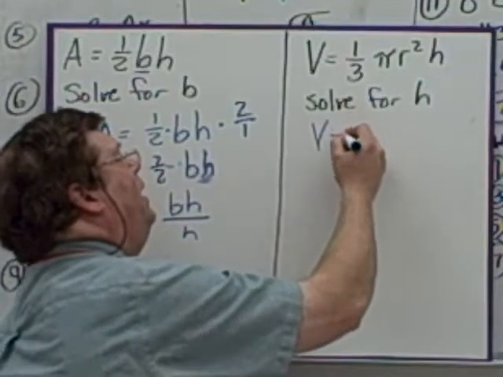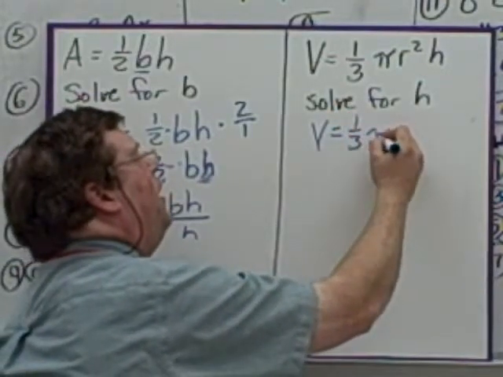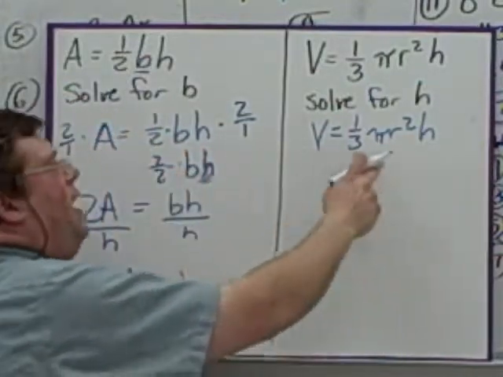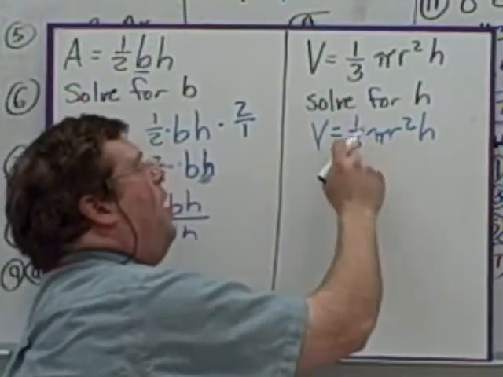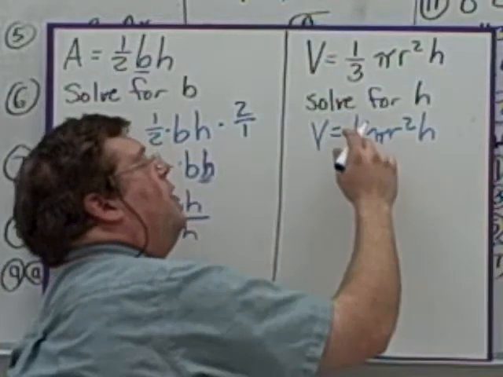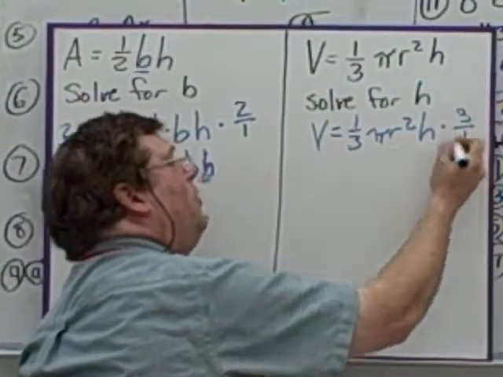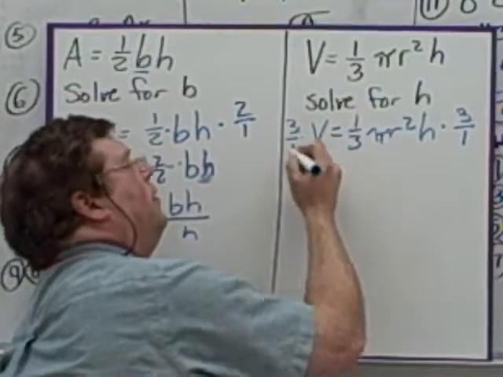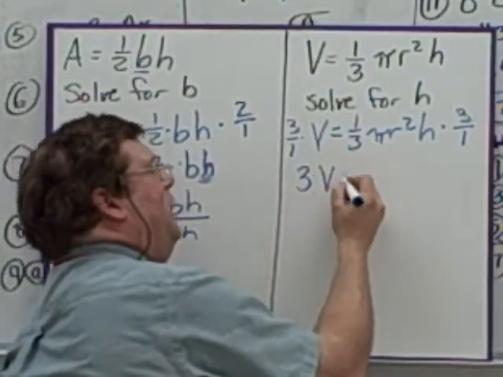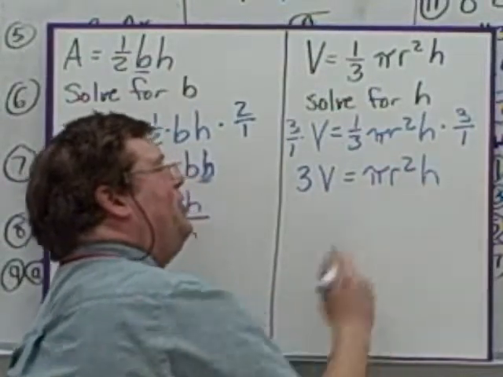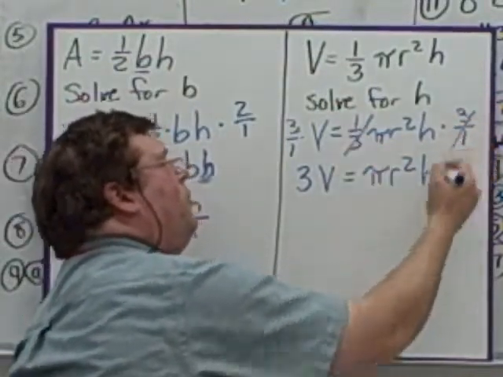All right. V equals 1/3 pi r squared h. Again, I've got that fraction. Everything here is being multiplied. So why don't I take care of the fraction first? I can't divide by the fraction, so I multiply by its reciprocal, 3 over 1. That gives me 3v is equal to pi r squared h, because the 1/3 and 3 over 1 cancel.